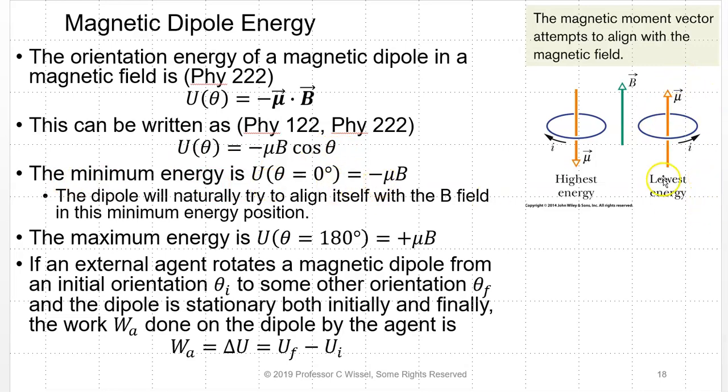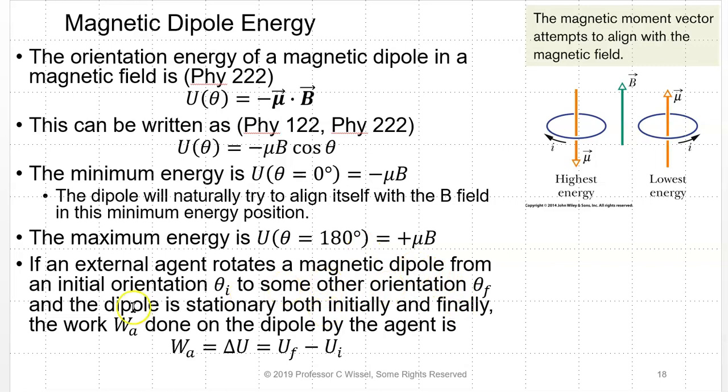And that is this situation. That is when mu lines up with B. Now, the dipole will try to align itself in this configuration so that its mu lines up with the magnetic field in the minimum energy position. The maximum energy is the opposite direction, when mu and B are anti-parallel to each other, and theta equals 180 degrees. And the maximum energy is plus mu times B.